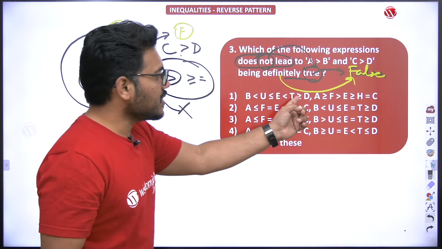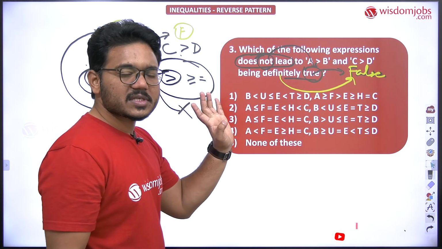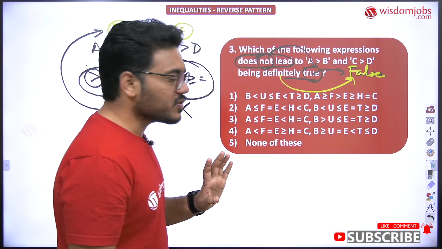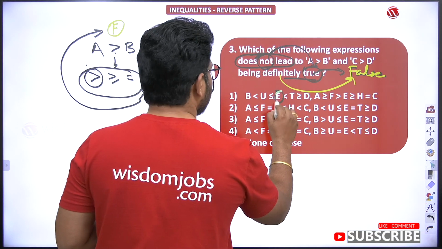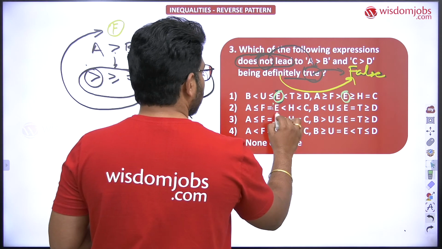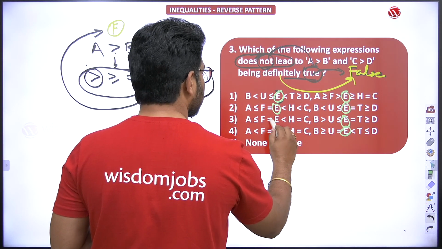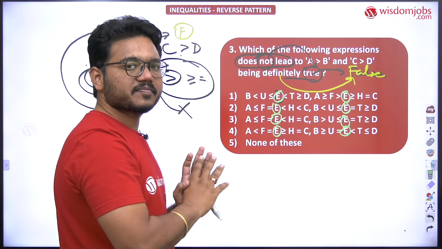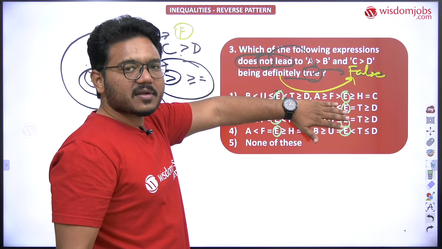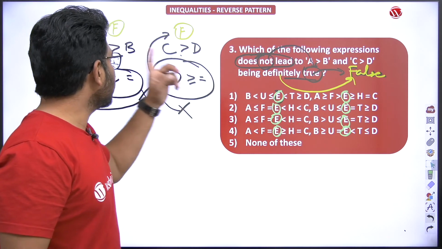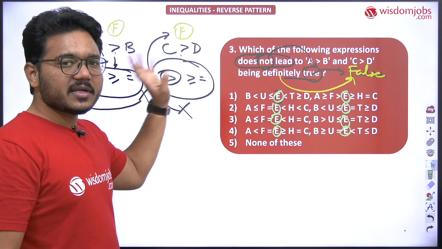See here, observe closely. Some common element you need to identify. What is the common element here? E is the common element everywhere in all the options. E is the common element which bridges these two statements. So first one if you consider, what are the relations we need to find? Between A and B and between C and D.